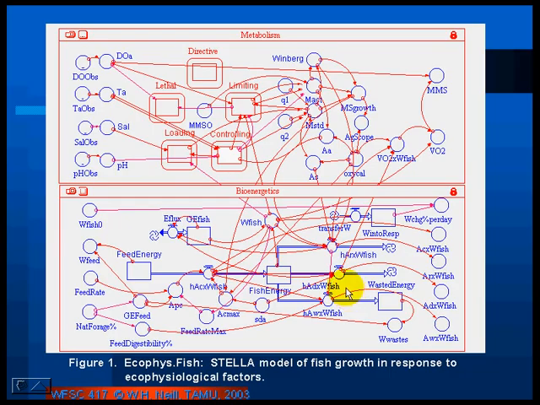But many of the components that are here are the same ones that you just had a look at. This is a picture of the Stella model that we call Ecofish.fish. This is actually figure 1 in a long manuscript that I've been developing with the help of a bunch of folks, including John Miller.